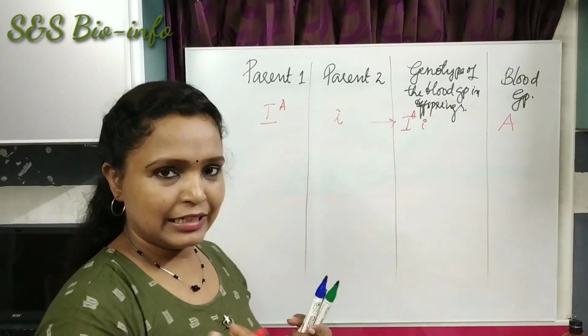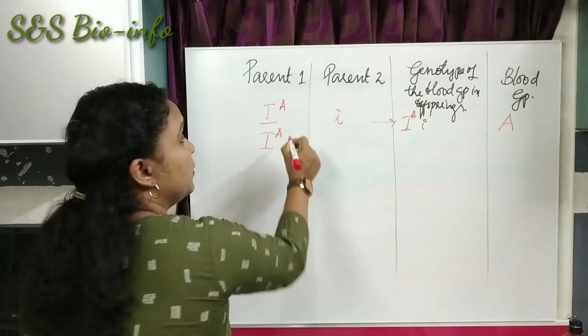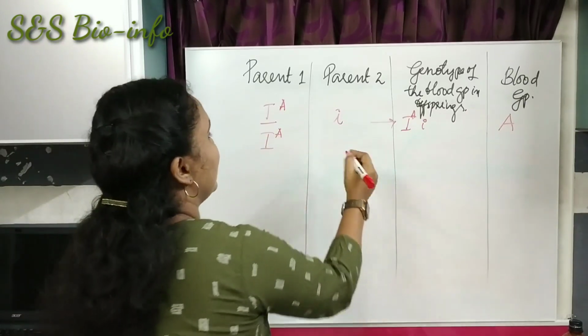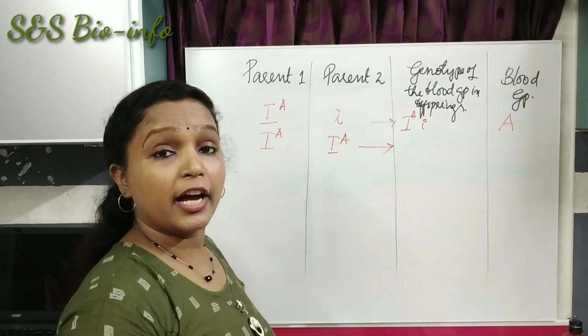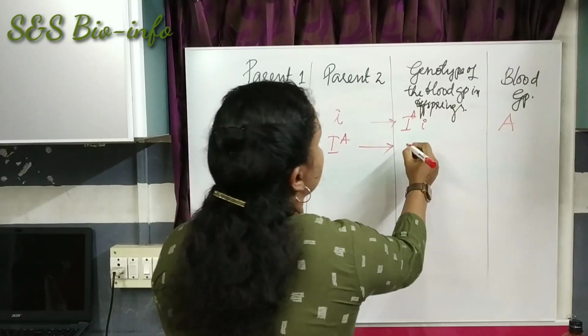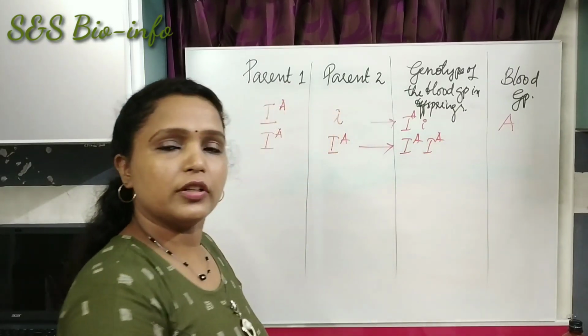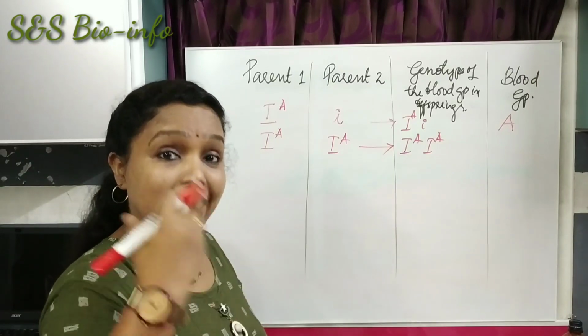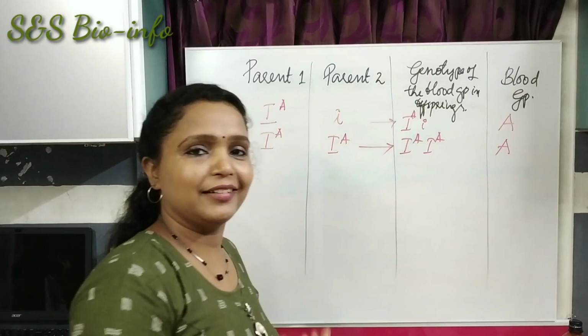Then the next situation: if both parents contribute the same dominant allele, IA, the genotype is IA IA. That means the blood group A is totally expressed in the progeny. Here also the blood group is A.